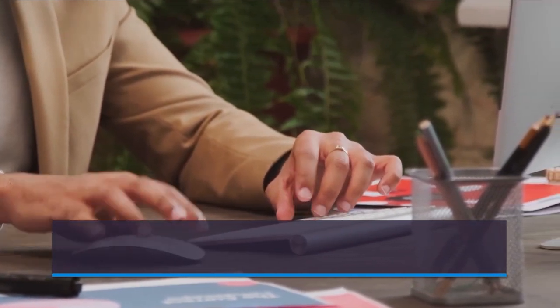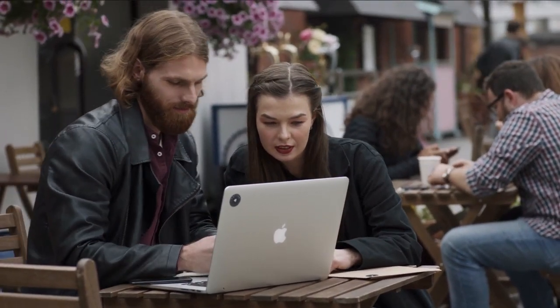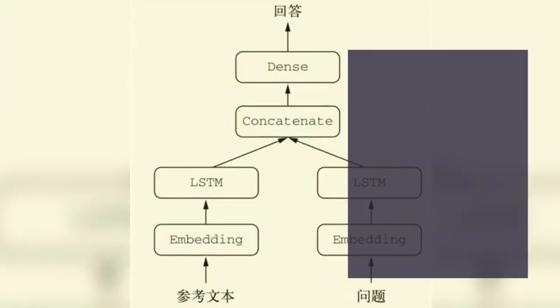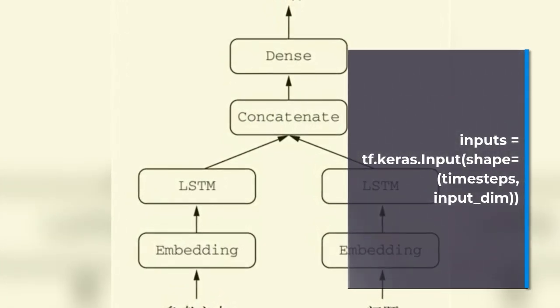For example, define the input data as a batch of sequences. inputs = tf.keras.Input(shape=(time_steps, input_dim)).